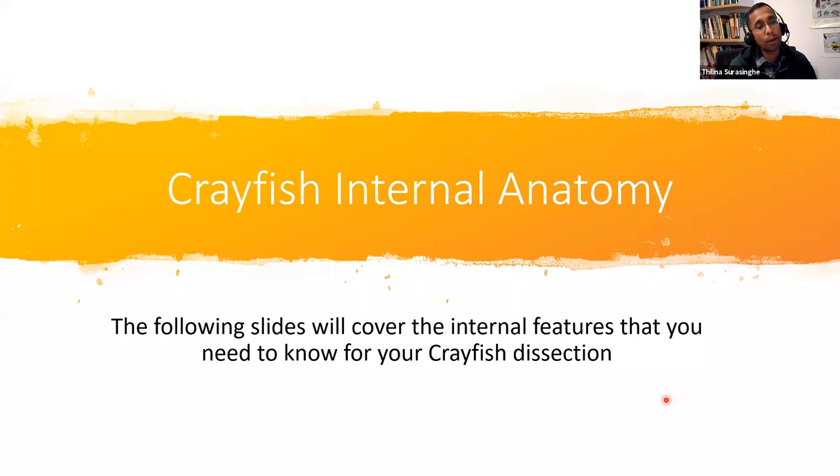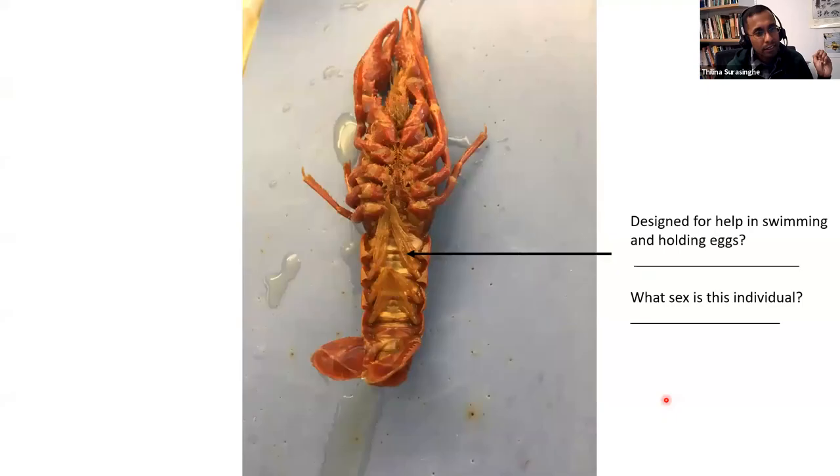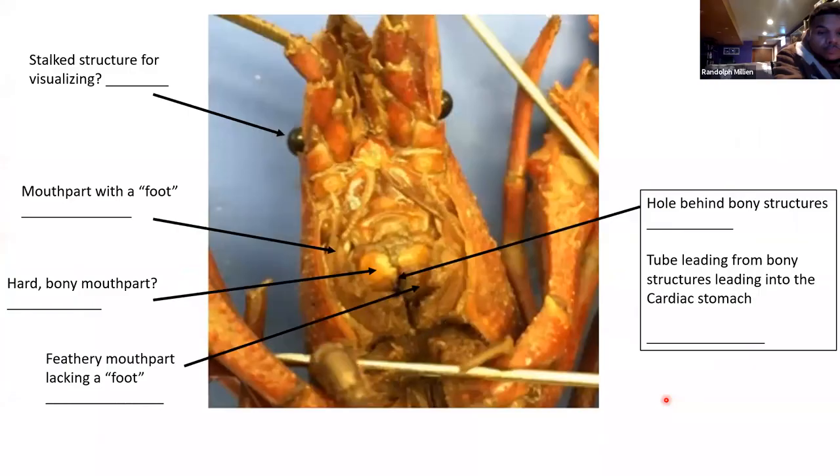And then we follow up with the internal structures, right? Again, these are the diagrams that you will see as the dissection proceeds. And you know, the two parts of the stomach, right? More anterior part versus more posterior part. And then, for example, if you go back over here, a tube leading from the bony structure leading into the cardiac stomach.